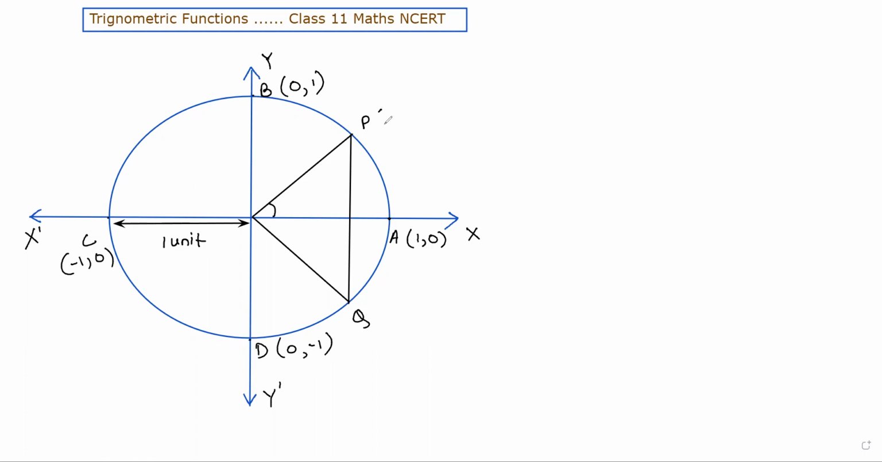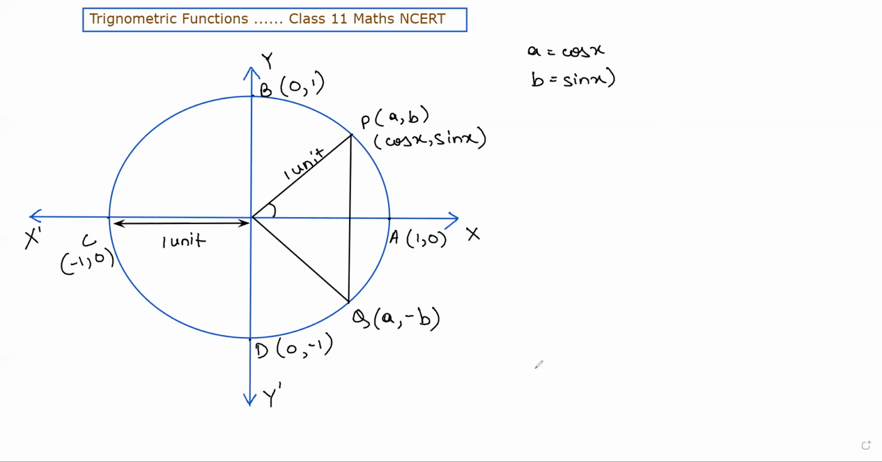Let's consider the coordinates of point P are (a, b). So the coordinates of Q will be (a, -b). This is one unit. In the last class, we proved that this point can also be written as (cos x, sin x). Therefore, a is equal to cos x and b is equal to sin x.